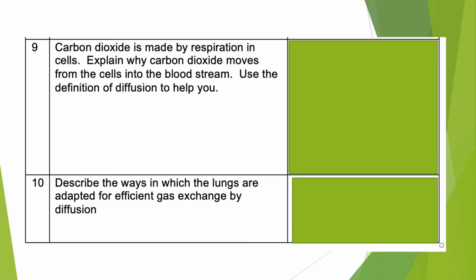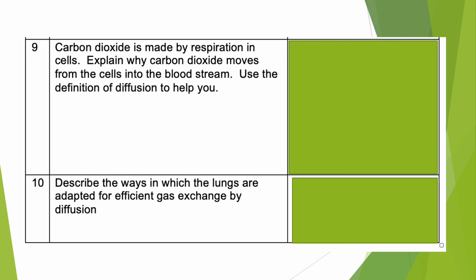All right, so the last two questions are a little bit extending, but number 9 asks, carbon dioxide is made by respiration in the cells. Explain why carbon dioxide moves from the cells into the bloodstream. Okay, and use the definition of diffusion to help you. So remember that in your cells you have the mitochondria, right? And these mitochondria use up oxygen in order to provide energy for your cells. But when they use up that oxygen, they give off carbon dioxide. So now they have to get rid of it because carbon dioxide, we can't really use that in our body, right? That's more for the plants.